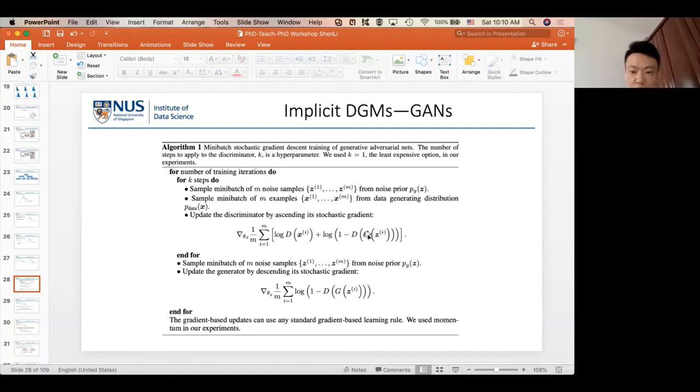So we apply the G function to each of these zi, and we will obtain the resulting image called G of zi, right? And these are the fake images. On the other hand, we have the real images. We take a gradient of the discriminator loss function, and we apply the very classic gradient ascent for the discriminator. And we take k steps where k equals 1, it's just one step. And you can actually take multiple steps here.